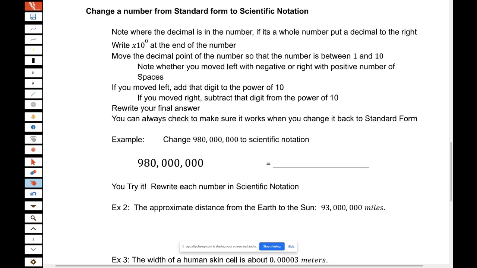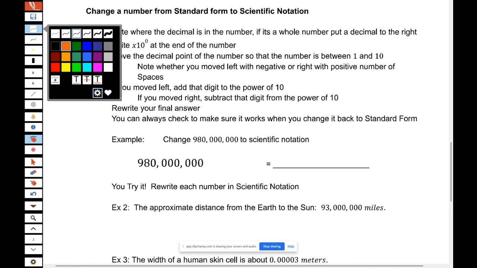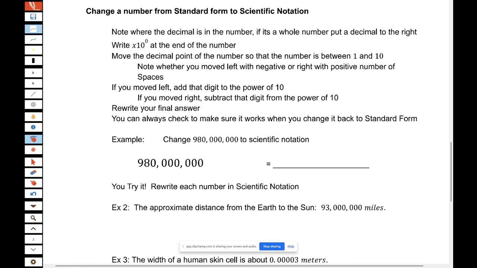All right, let's talk about now changing a number from standard form to scientific notation. All right, so our directions say first, note where the decimal is in the number. If it is a whole number, put the decimal to the right. So I'm going to use this example down here. So the decimal is far at the end.